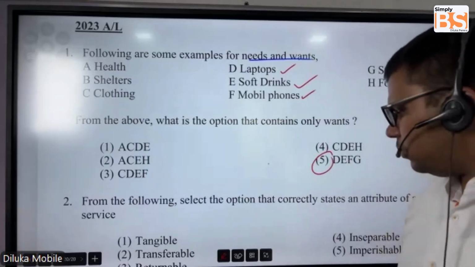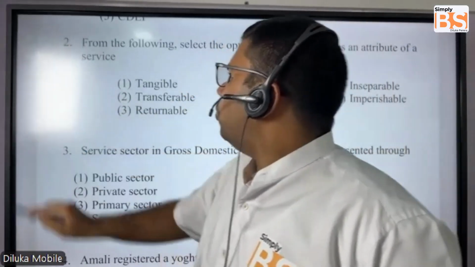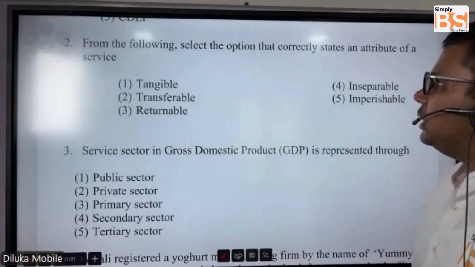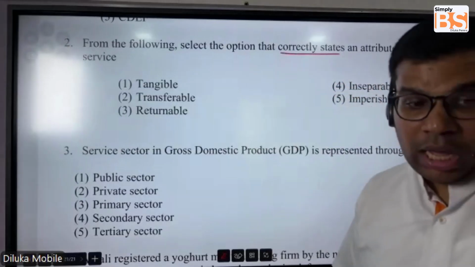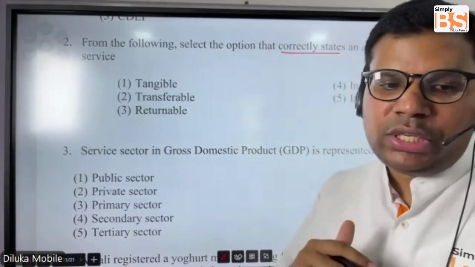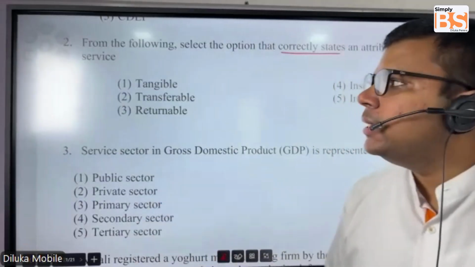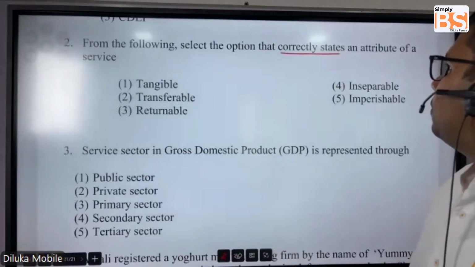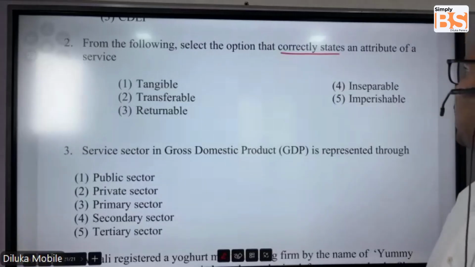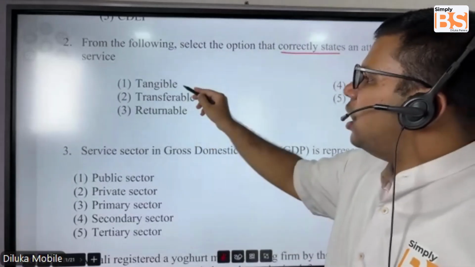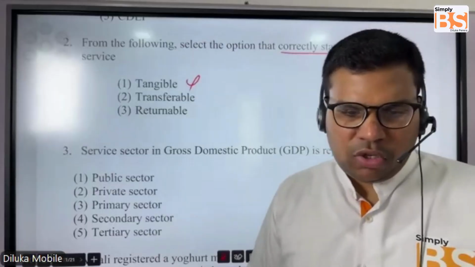Okay, right. These are very straightforward questions. Question number 2: from the following, select the option that correctly states an attribute of a service. Service is something which is not tangible, it's intangible. So you know what the options are. Select the option that correctly states an attribute of a service. Services are not tangible, wrong. This is wrong. You cannot touch a service.